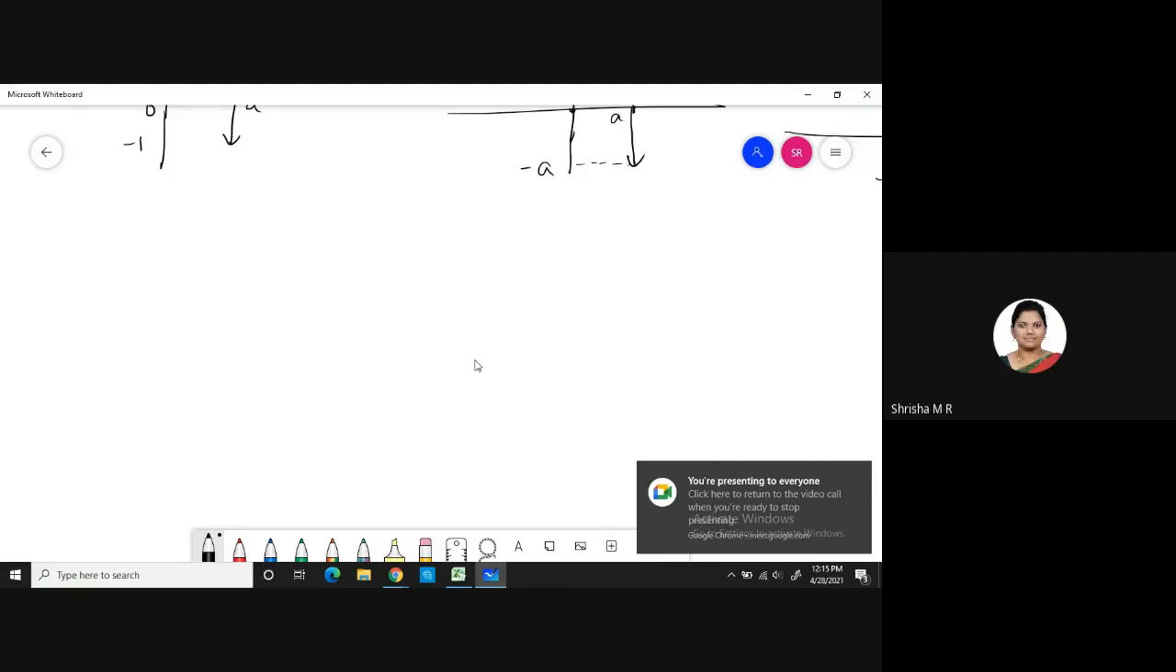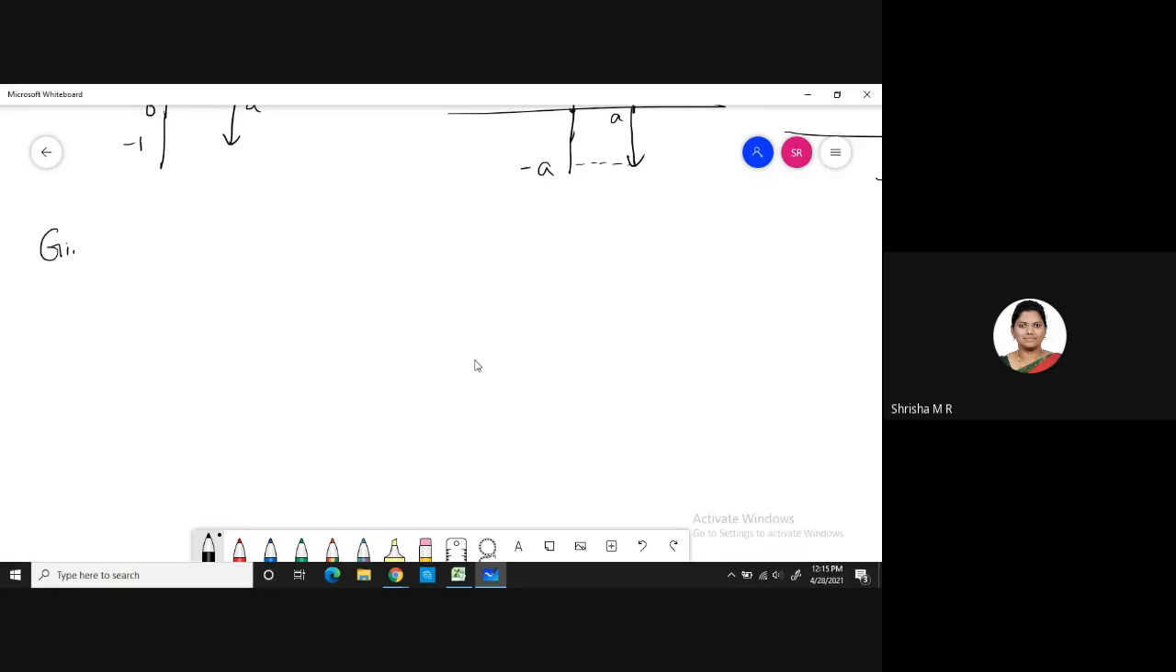So take down the problem. Given the waveform x of t, you have to plot 4 different types of waveforms. First one is x of t into u of 1 minus t. Second one is you have to plot x of t into u of t minus u of t minus 1.